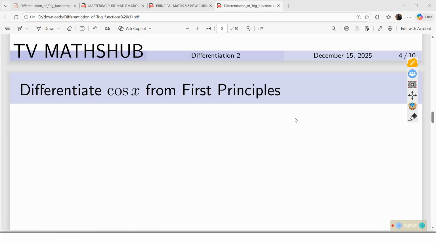So you should now be ready with where to write, if possible. We need to look at differentiation of cos of x from first principles. So how do we differentiate cos of x from first principles?